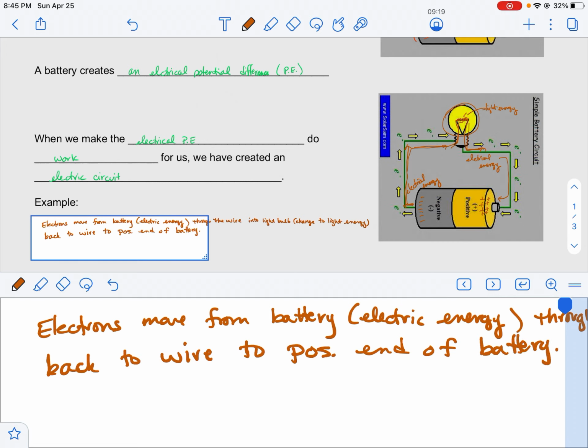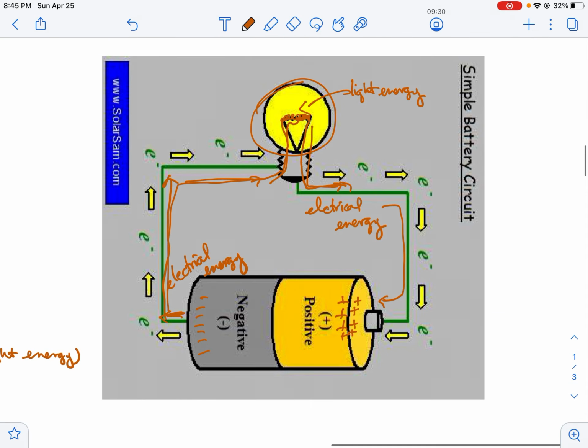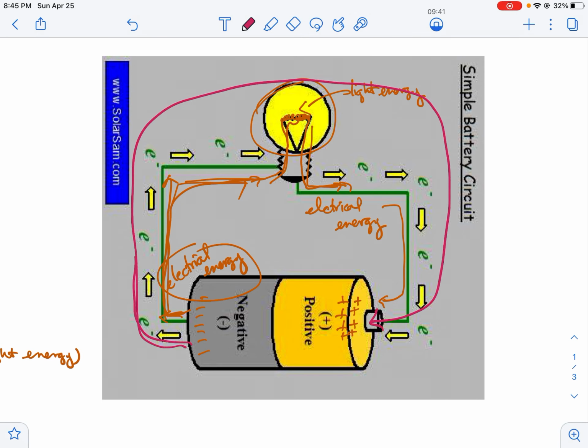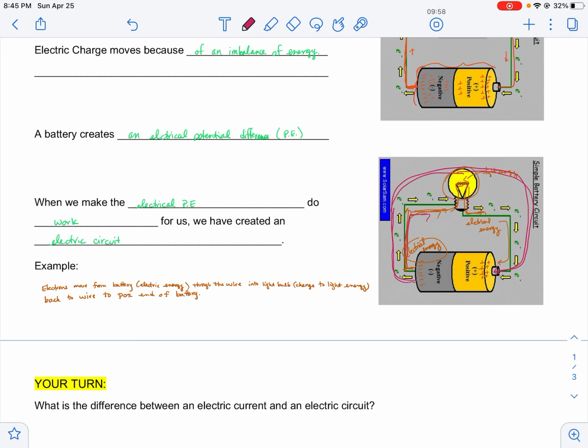Okay, think that over for just a minute. Does that make sense to you? All right, so what we would say is that the electric current, that's the movement of electrons. That's electrical energy. The circuit, let me change colors, the circuit is the whole thing, right? The electrons moving through the wire, making light in the light bulb, going back into the wire, back to the battery. That's the circuit. The current, the electric current, is this electrical energy moving through the wires. All right, does that difference make sense in your head?